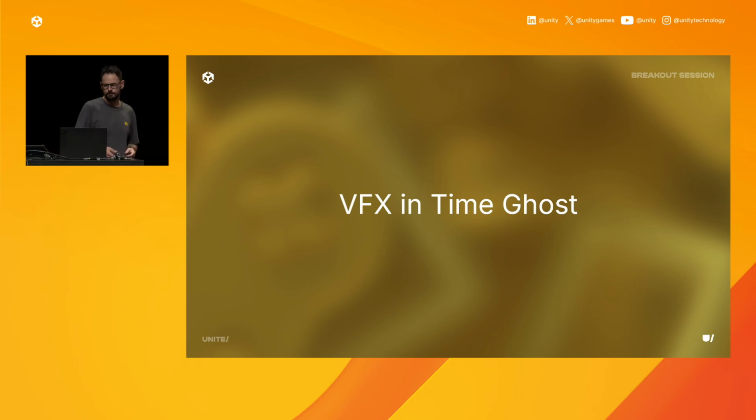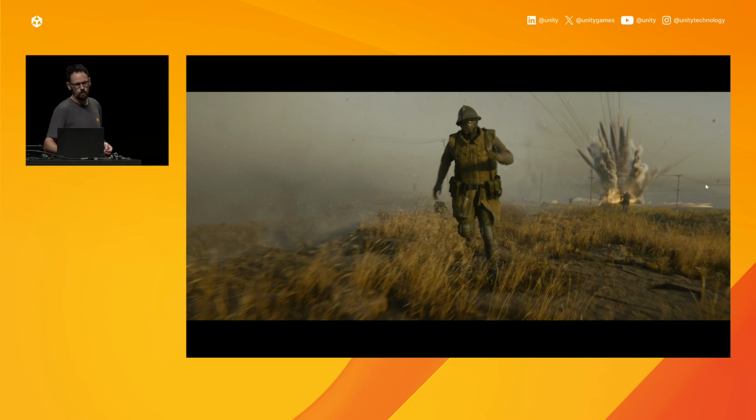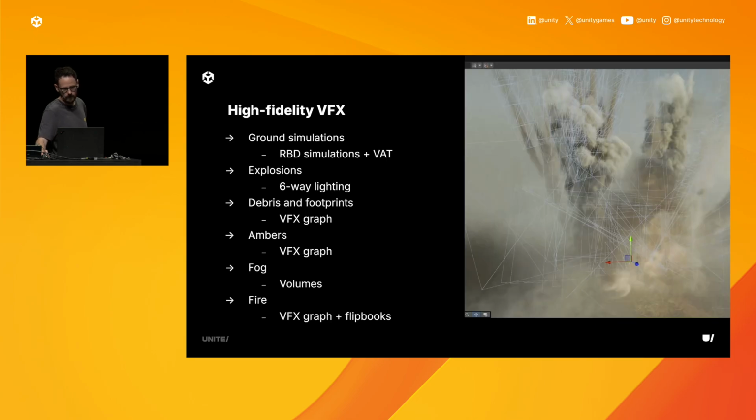What about visual effects? We have quite a lot of visual effects, especially in the worldscape scene. So let's take a look at that. This is basically what we have. We have ground simulations, which are basically RVD simulations and virtual animated textures. We have explosions using the 6-way lighting. We have debris and footprints that we created using the Visual Effect Graph. We have embers, also using the Visual Effect Graph. We have a lot of fog using both local and global volumes. And we also have fire crafted with the Visual Effect Graph and flipbooks.